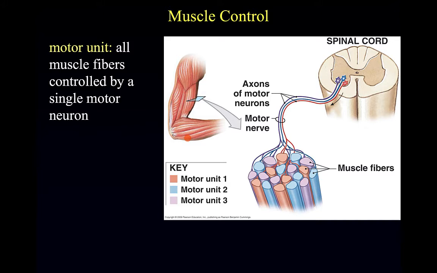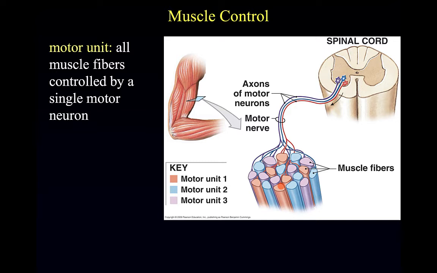All of the muscle fibers controlled by a single motor neuron are referred to as a motor unit. And you can see in this image here that we have three different motor neurons traveling to this particular fascicle, and we have a bunch of muscle fibers here broken up into 3 separate motor units. So how much strength do we need? Do we need to use a single motor unit? Do we need to use 2 out of those 3 motor units? Or should we use all 3 of them?